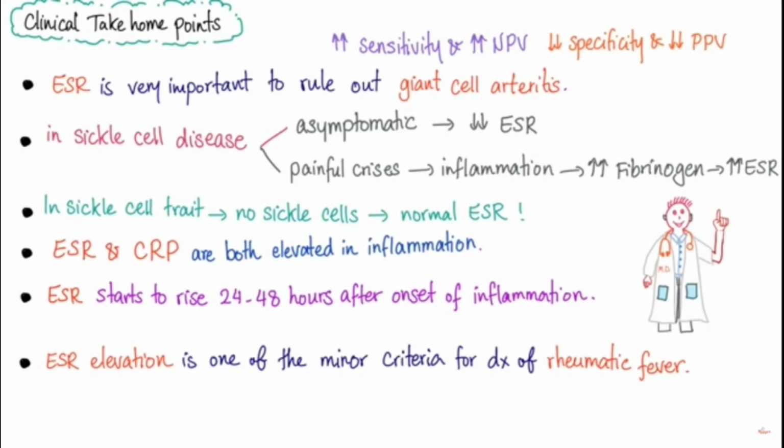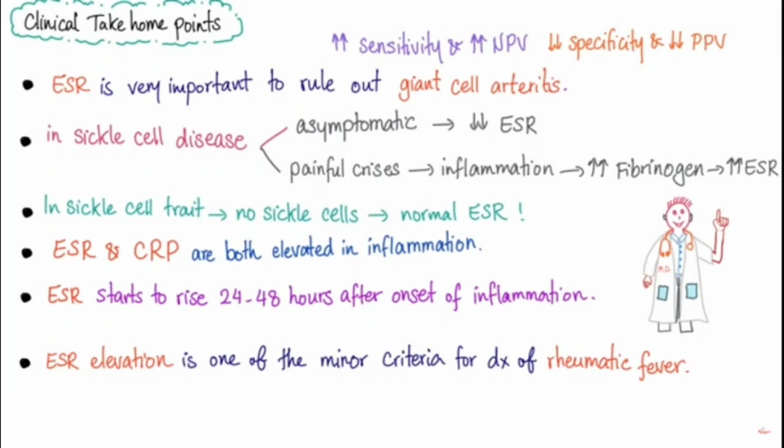So, some clinical take-home points. ESR is very important to rule out giant cell arteritis, the most common form of vasculitis that occurs in adults. It causes headaches, joint pain, facial pain, difficulties with vision, and sometimes permanent visual loss in one or both eyes. If a person comes to you with joint pain, facial pain, or fever, and in the blood test the ESR value is increased, the person may have giant cell arteritis, and you can save the person's vision by giving corticosteroids.